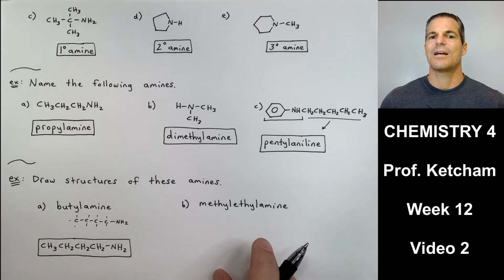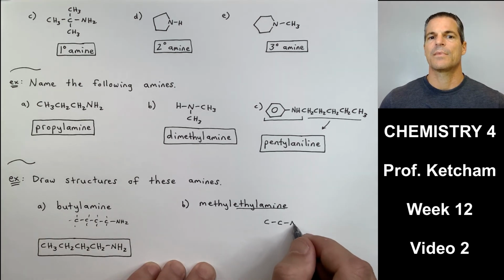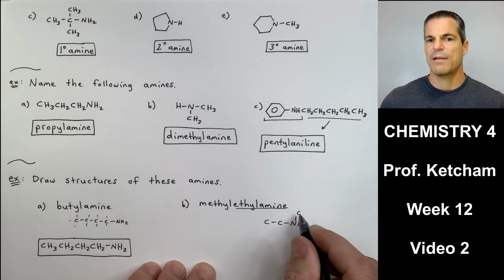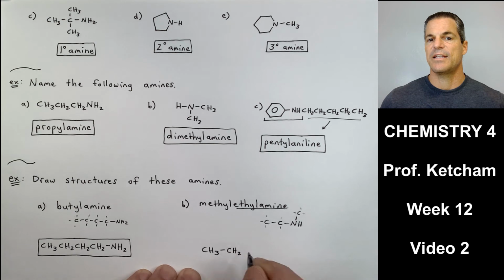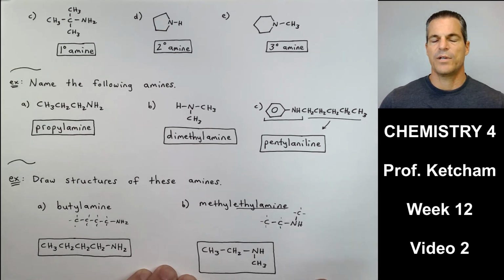Okay. B, I see the ethylamine. Let's draw that. Then I see the methyl. Let's draw that with nitrogen in the middle. CH3, CH2, NH, CH3. Okay, and I've drawn this one with some dashes in between. That's fine.